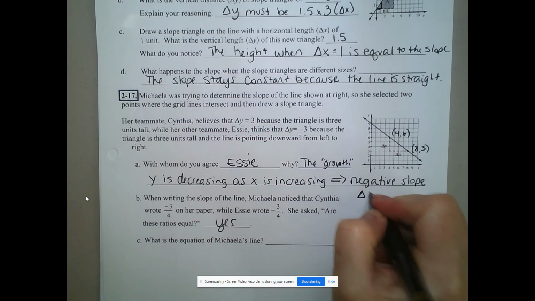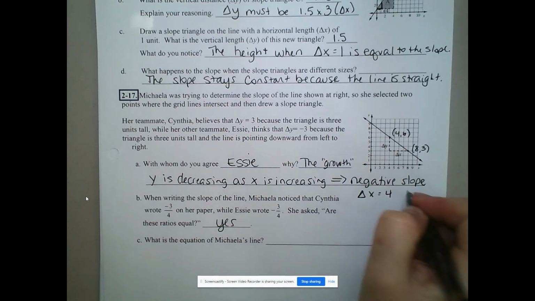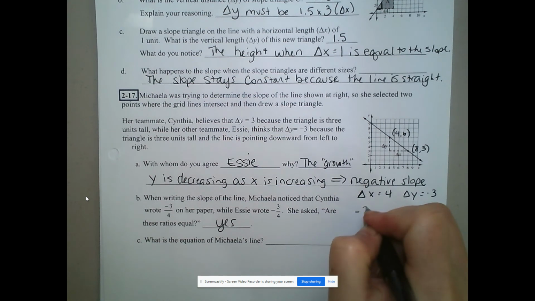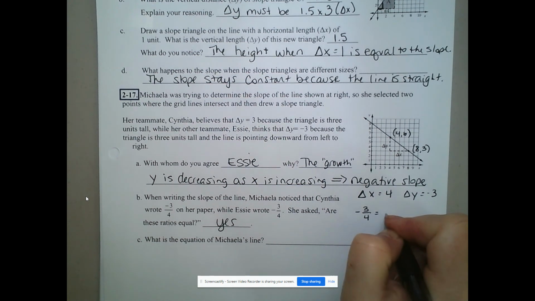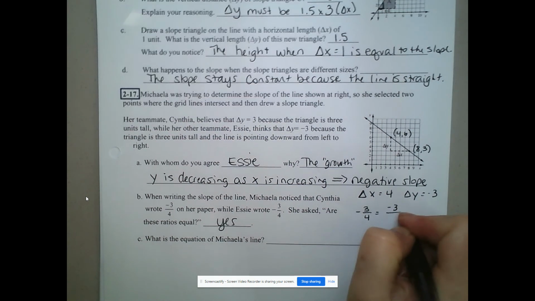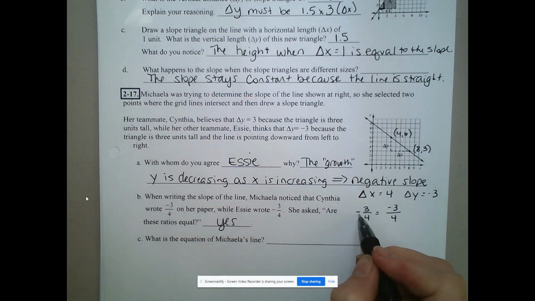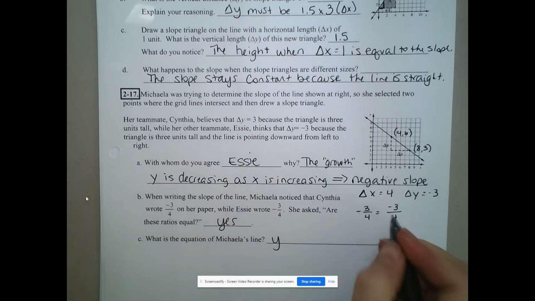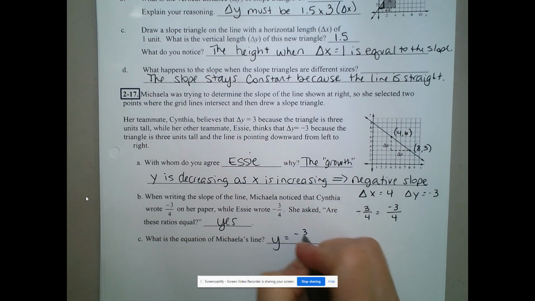The change in x is 4. The change in y is -3. So you can either write -3/4 or you can put the negative up with the 3. It can be sort of out in front or it can be assigned to the numerator. Those are the most common. You rarely see a negative assigned to the denominator, though it would mean the same thing. So our change is -3/4.